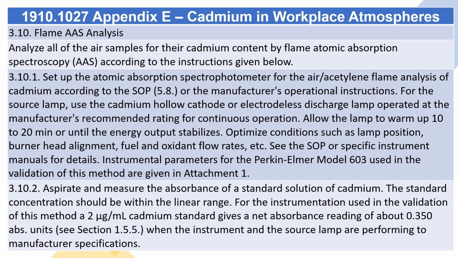3.10.2. Aspirate and measure the absorbance of a standard solution of cadmium. The standard concentration should be within the linear range. For the instrumentation used in the validation of this method, a 2 µg/mL cadmium standard gives a net absorbance reading of about 0.350 absorbance units, see section 1.5.5, when the instrument and the source lamp are performing to manufacturer specifications.